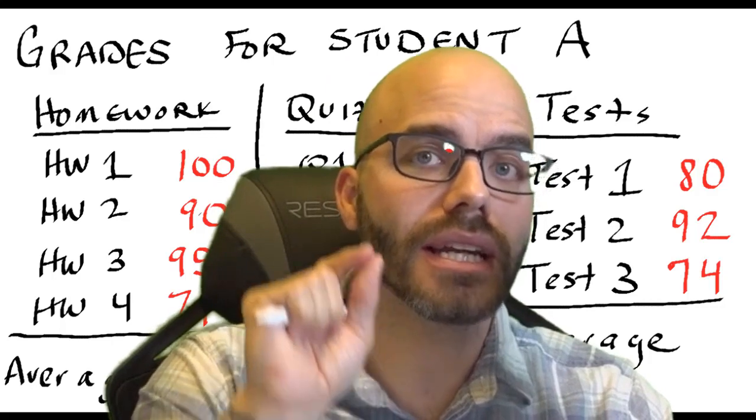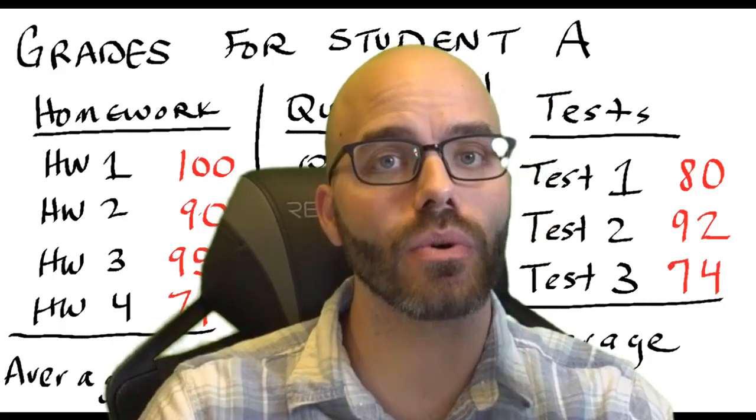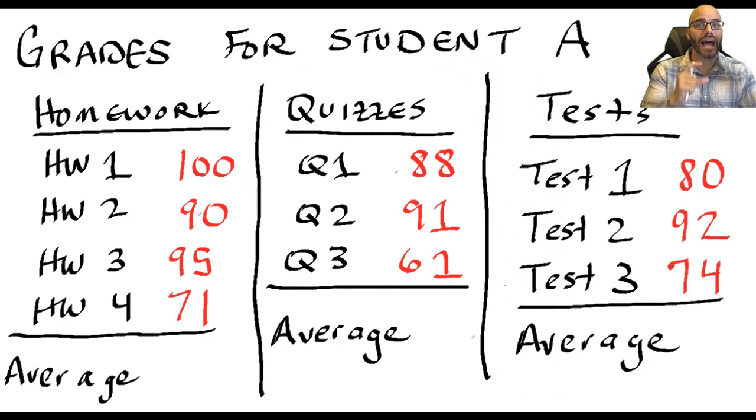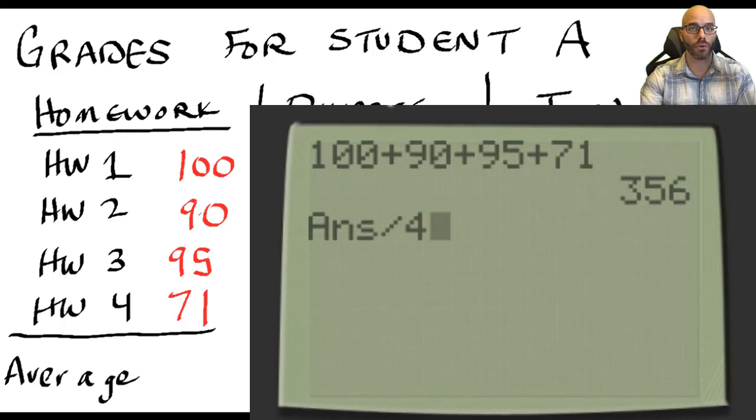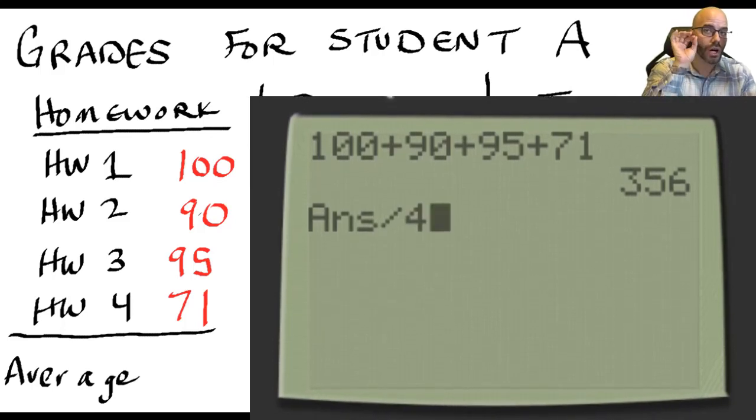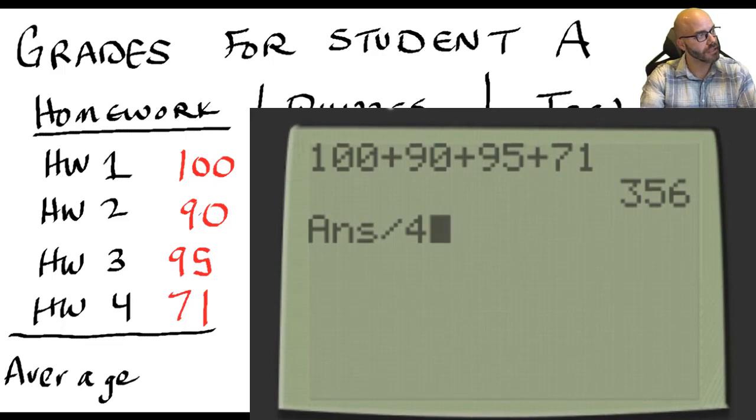First, calculate the average of each category separate from the other. I have each category in its own column. Homework grades, we have 100, 90, 95, and 71. We want to calculate the average of those homework grades. So let's go to our calculator, add those scores up, and divide by the number of scores we have, which is 4. Total them up, hit enter, divide by 4 because there are 4 homework scores. So we're getting the average of that category is 89.